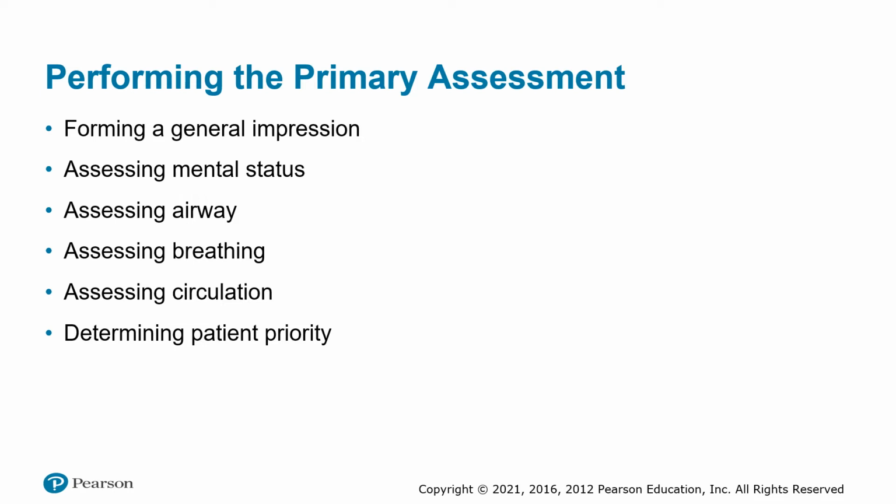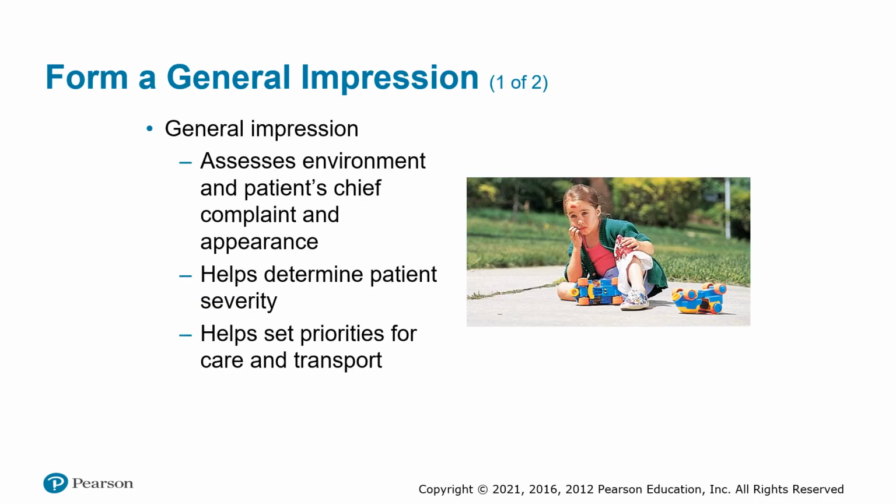Okay, so when we perform a primary assessment, there are some things that go into it. We have a general impression, mental status, airway, breathing, circulation, and our patient priority. In the general impression, what you want to do is determine if your patient is sick or not sick. Sick patients need immediate care. They're going to use a lot of resources on your side. These patients do not look good. You're going to assess the environment, the patient's chief complaint, and appearance, and all of that helps determine the patient's severity. It also helps set priorities for care and transport.